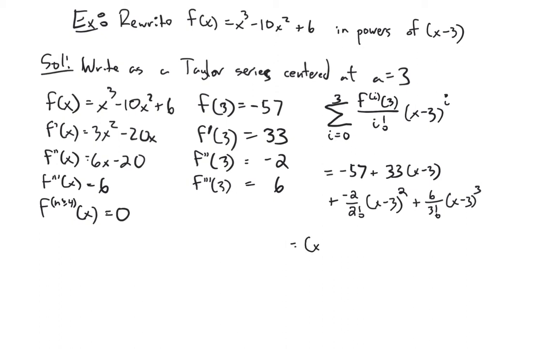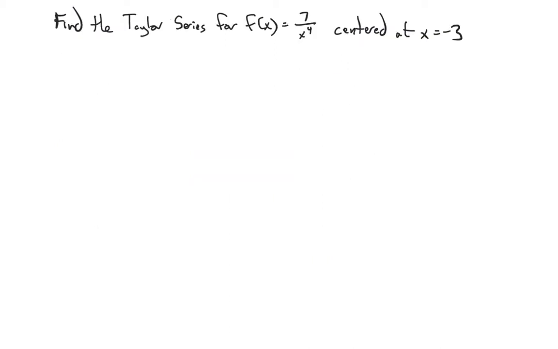So this is going to be 1 times x minus 3 cubed. And then here we have negative 2 over 2 factorial, so that's going to simplify to a negative 1. So it's going to be minus x minus 3 squared, and then plus 33 times x minus 3 minus 57. So we just shifted this polynomial to be written in terms of x minus 3 as our variable and not x. And a Taylor series is a good way to do that. Let's do this example here.